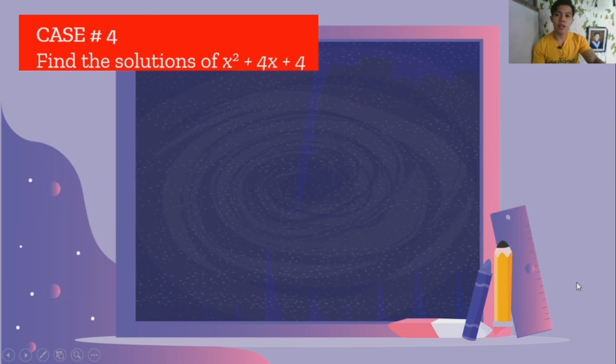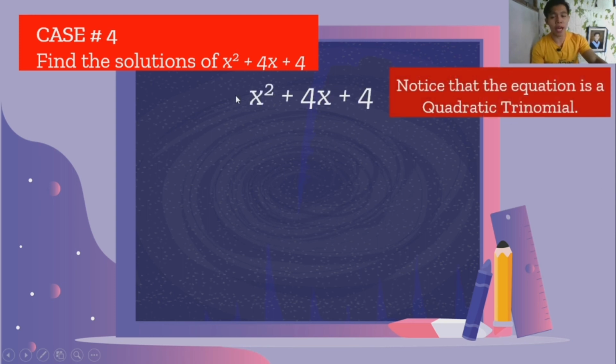Okay? Case number 4. Find the solutions of x squared plus 4x plus 4. Okay? So, this is considered a quadratic trinomial. It can also be a perfect square trinomial. Okay? So, let's just take the quadratic trinomial to make it faster. Now, what do we do? We have x squared. So, automatically, we have x times x.